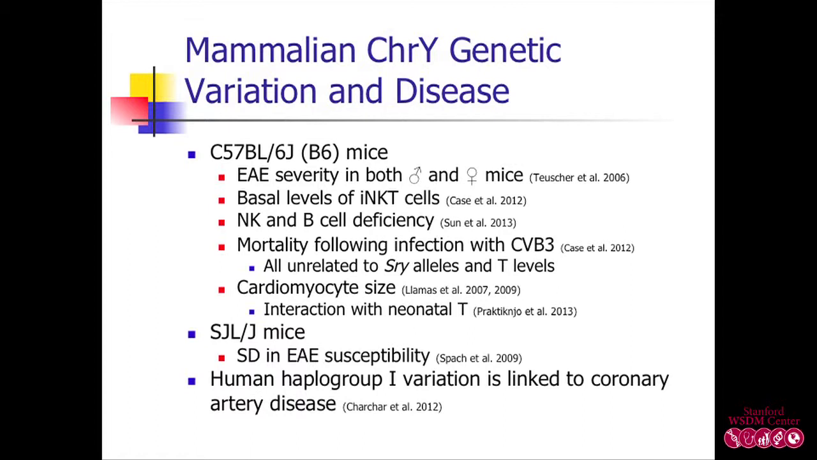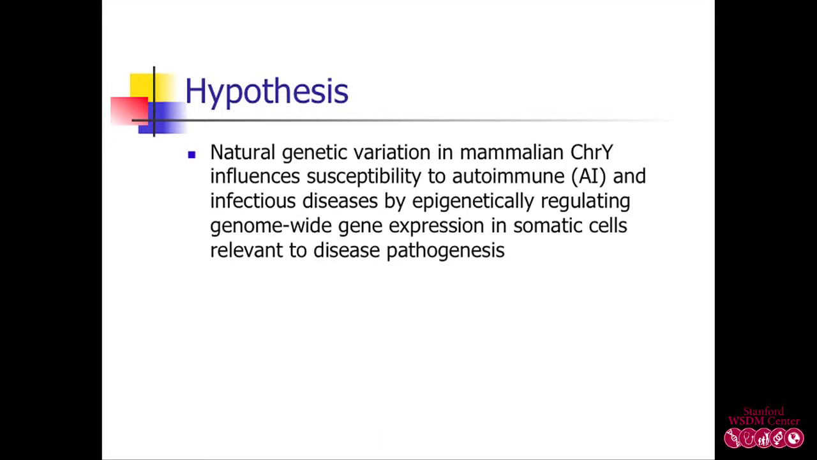And then importantly, in human disease, there's a haplotype group, one variation that was shown recently to be linked to coronary artery disease in humans. So, based on that, we set out to test the hypothesis that natural genetic variation in mammalian Y chromosomes may influence susceptibility to autoimmune diseases and infectious diseases, as in Drosophila, by epigenetically regulating genome-wide gene expression in somatic cells relevant to disease pathogenesis.